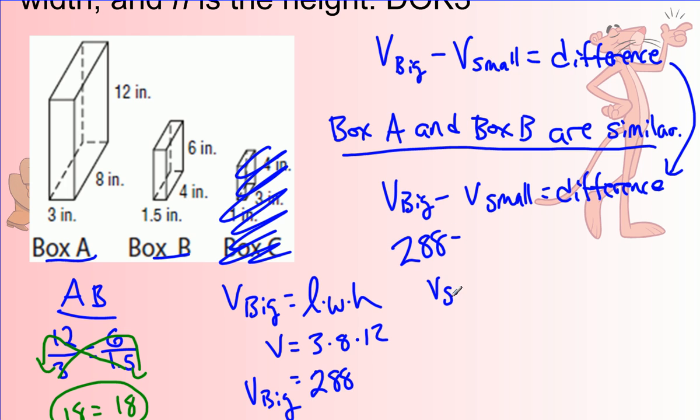Alright, what's the volume of the small rectangle? So that would be these three. So still length times width times height. Always write down your formula when you're using a formula. 1.5 times 4 times 6.